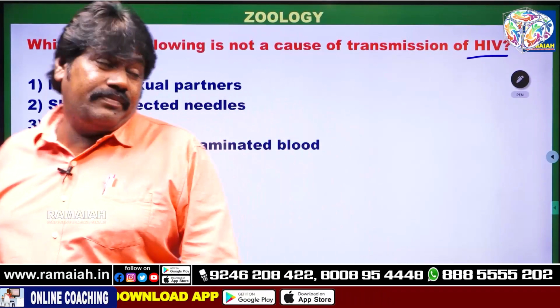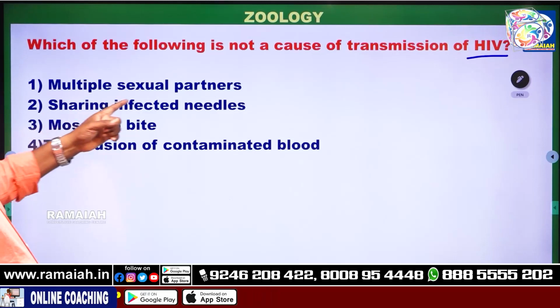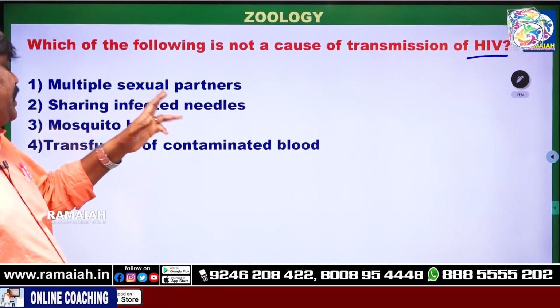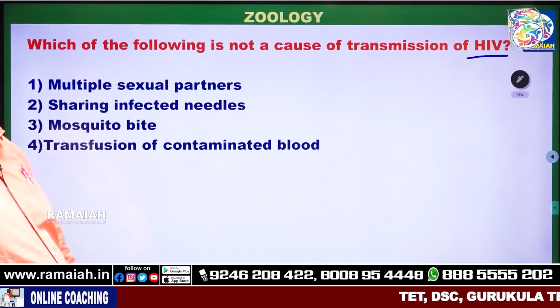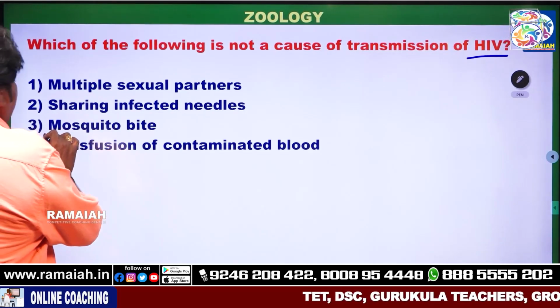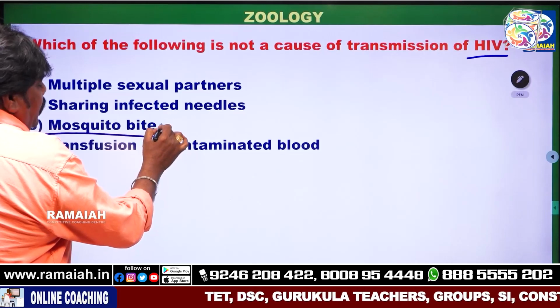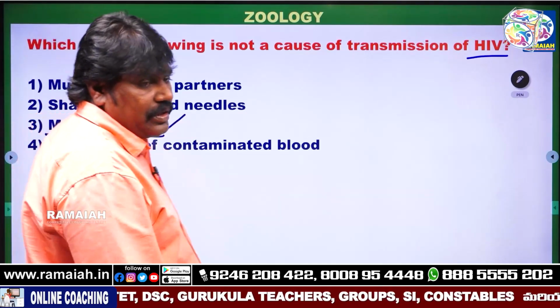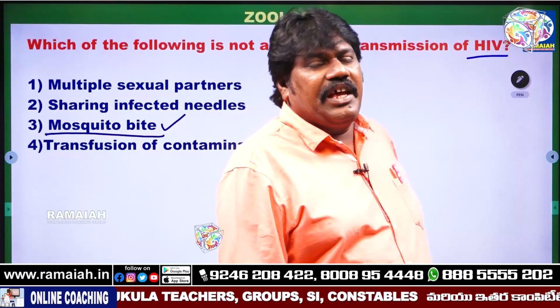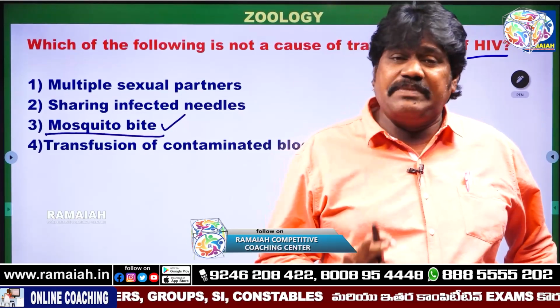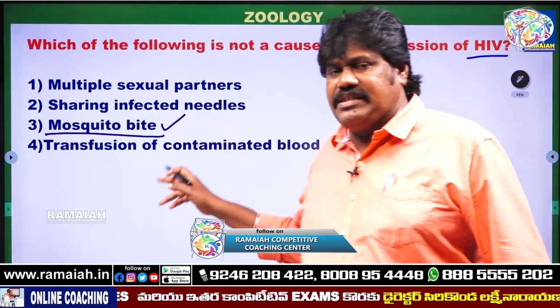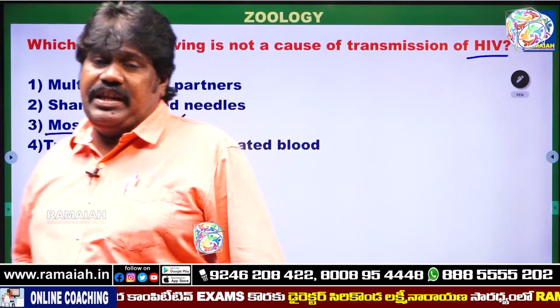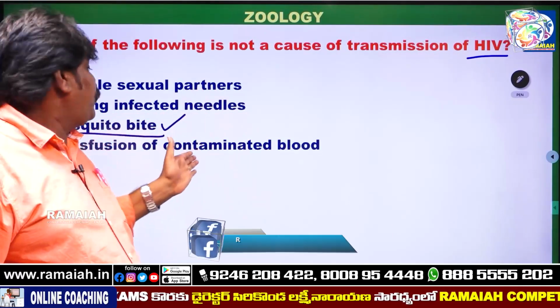Here the options are: multiple sexual partners, sharing infected needles, mosquito bite, and transfusion of contaminated blood. The right answer is mosquito bite, because through a mosquito bite the HIV virus does not transmit from one person to another. So that's why it is the right answer. We can easily identify the right option among these four options.